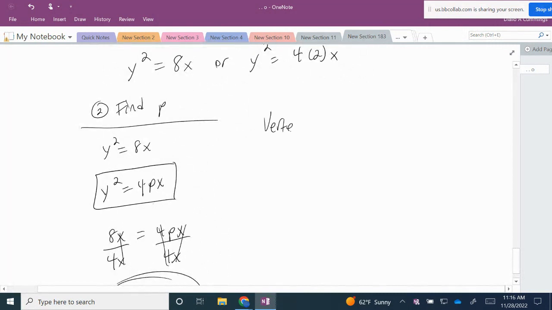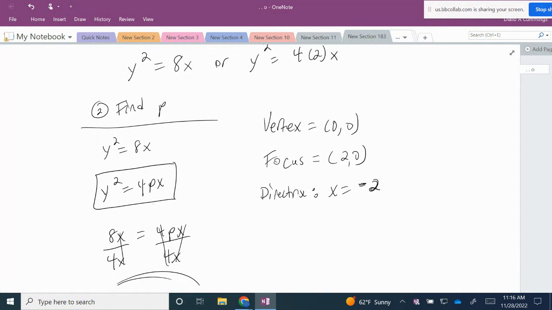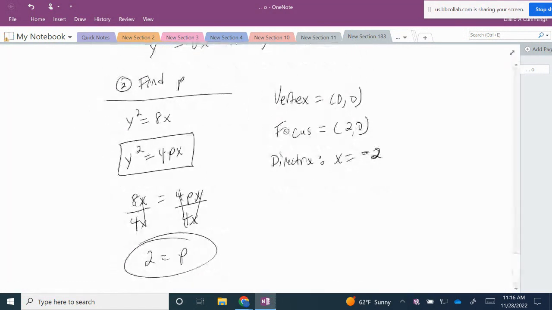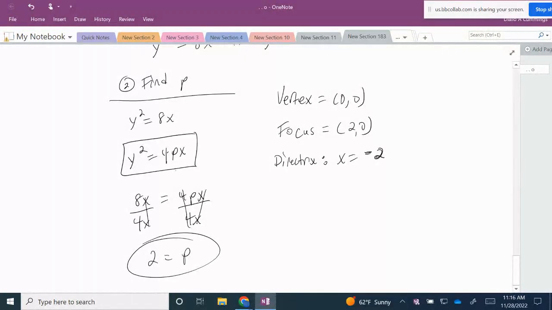So we have the vertex is 0, 0. We have the focus as 2, 0. We have the directrix as x equal to negative 2. All right, and these are for parabolas that are centered at the origin.